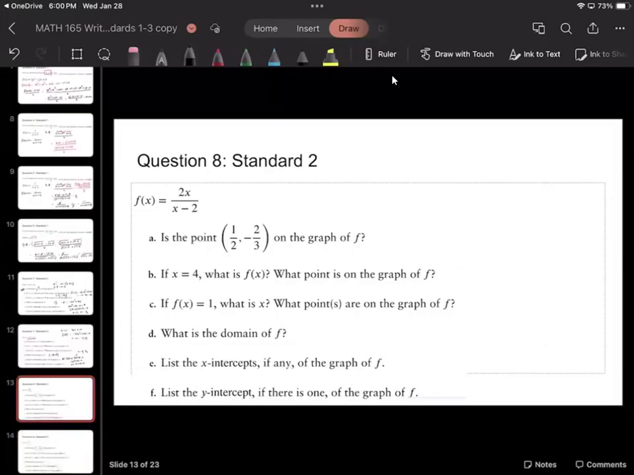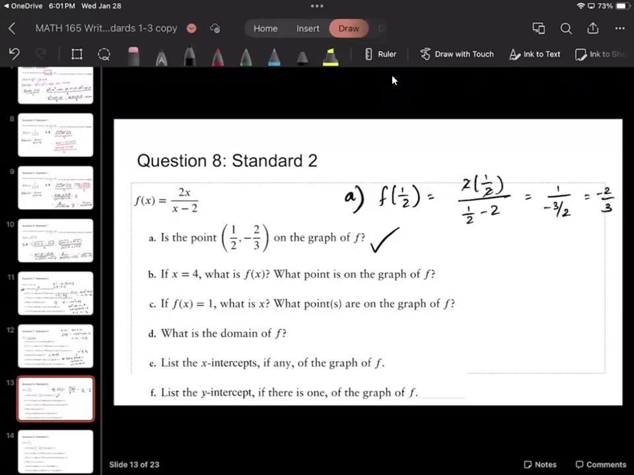Answer part A first: is it a point on the graph? Let's evaluate f of 1/2 and see what happens. 2 times 1/2 over 1/2 minus 2, which is 1 over negative 3/2, which is negative 2/3, which is what the y value is. So the answer is yes, it is. If x equals 4, what is f of x? So we are finding f of 4. We substitute 4 wherever we see x. We get 8 over 2, which is 4. What is the point on the graph? (4, 4) is the point on the graph.